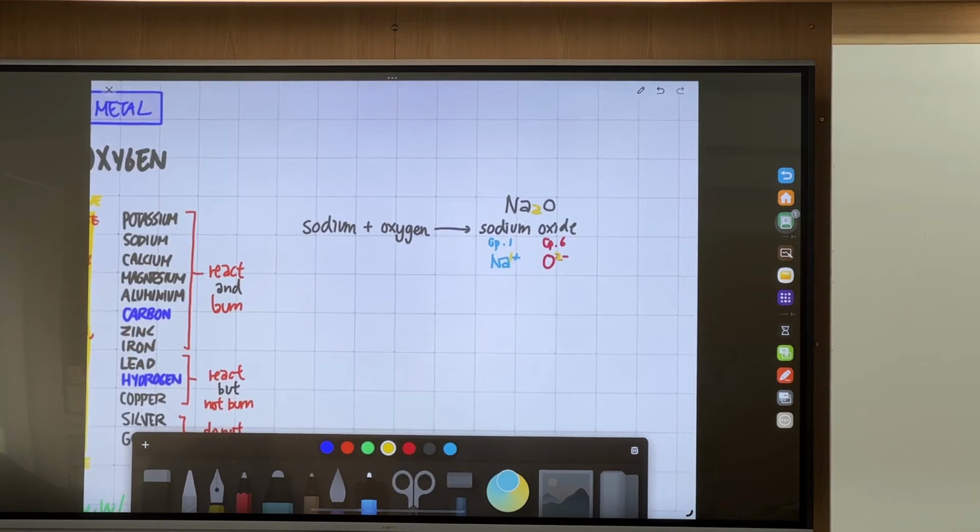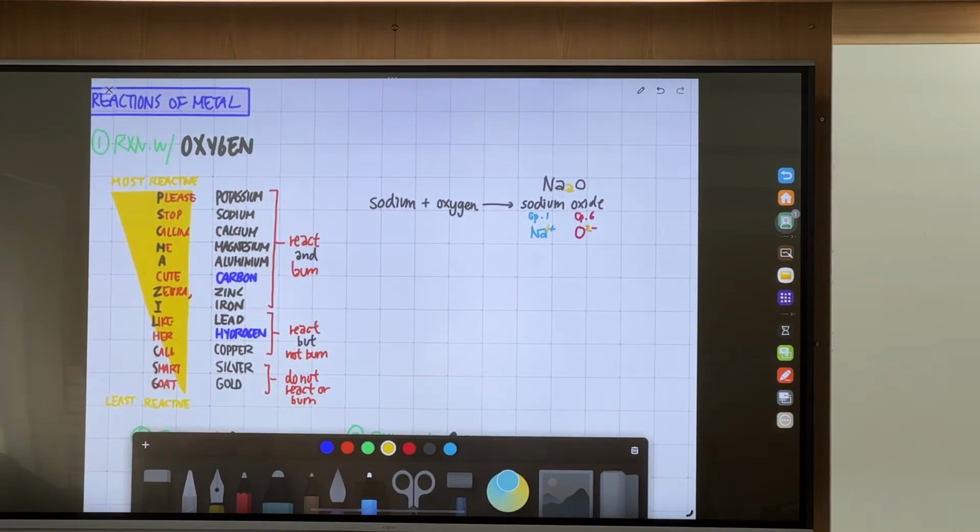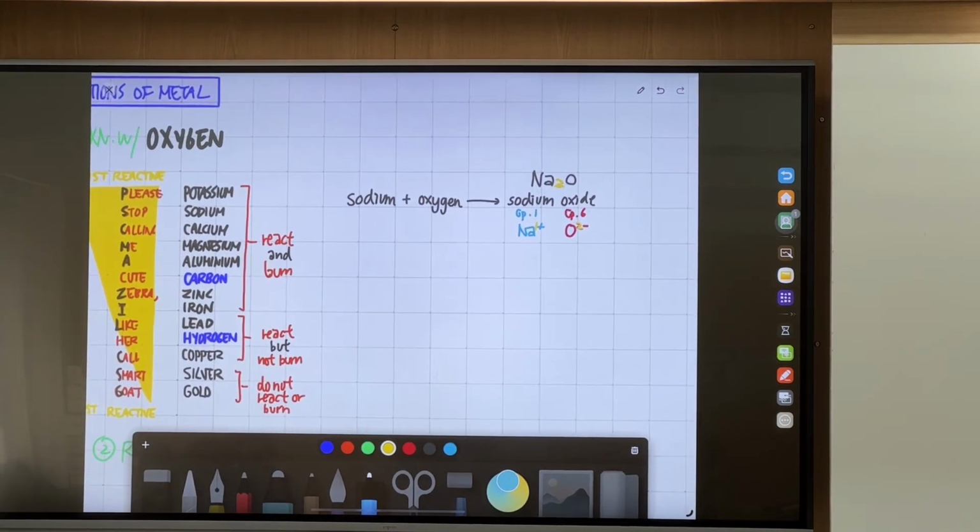So it's Na2O. Now, sodium will burn, right? What is the color of the flame due to sodium? Do you remember? Brick red.